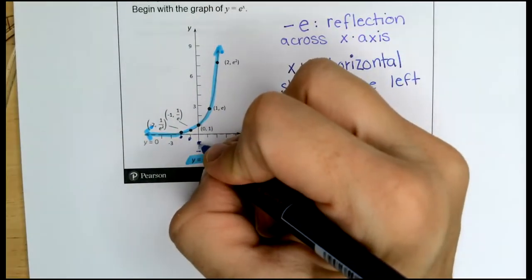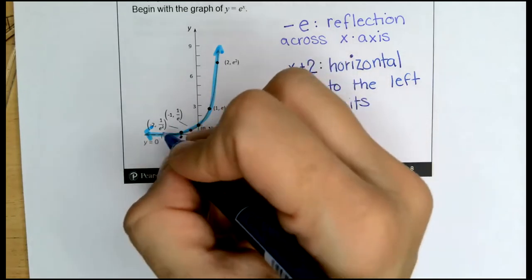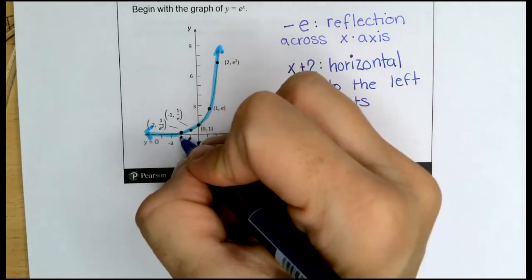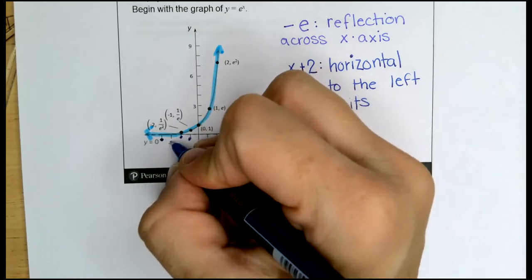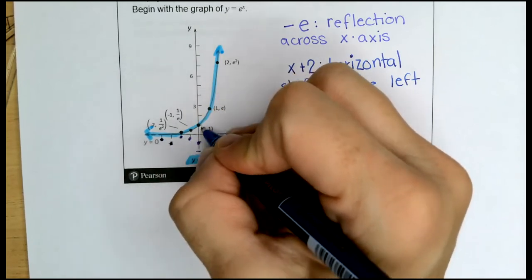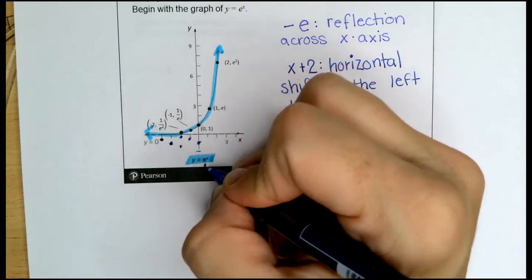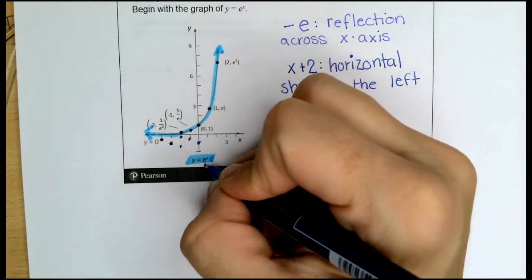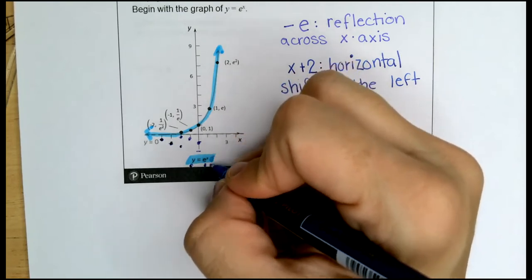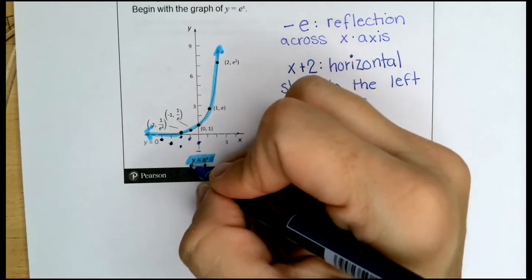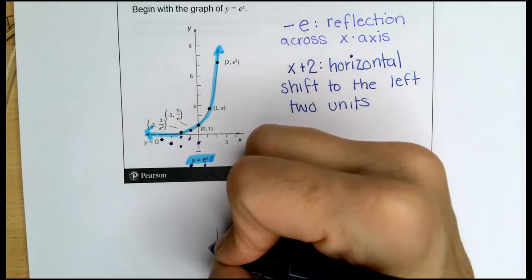So instead of 0, negative 1, or let's start here. So this negative 2 becomes a negative 4. The negative 1 becomes a negative 3. The 0 becomes a negative 2. The 2.7, or the e, becomes a 0. The positive 1 becomes a negative 1, and the positive 2 becomes a 0.